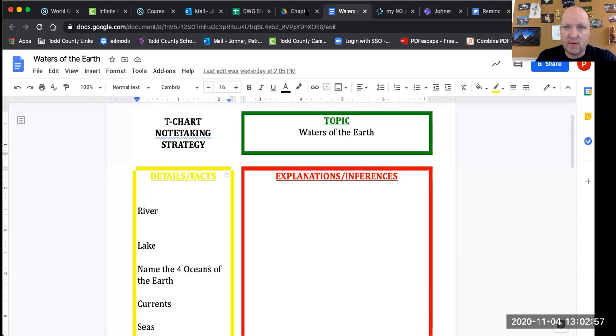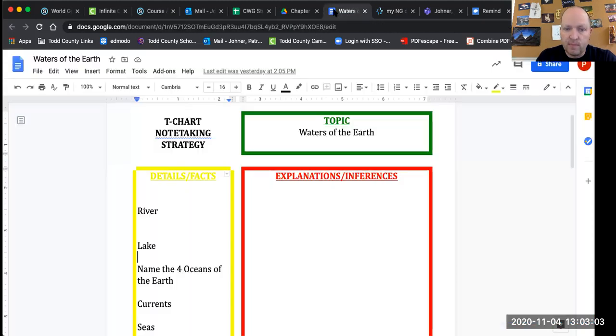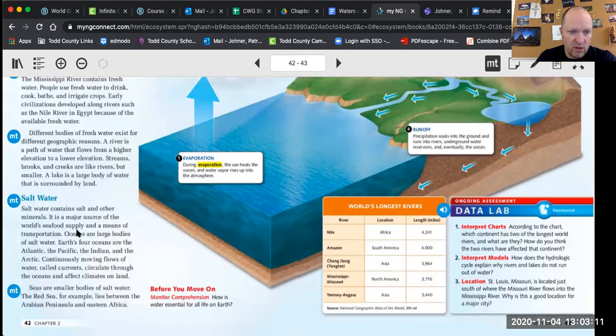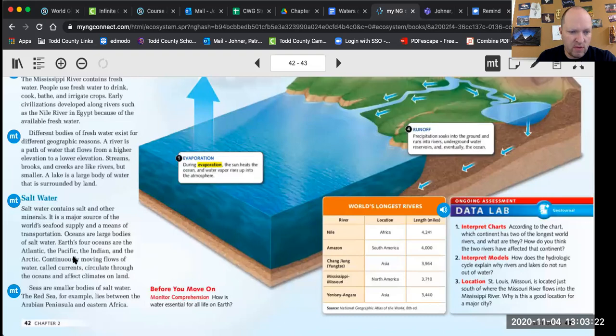Lake. So that should be close to where we found river, and there it is. Next one, name the four oceans of the earth. And if we look, of course, ocean, salt water. Earth's four oceans are, boom, right there. Currents deals with water. If you look right here, aha.